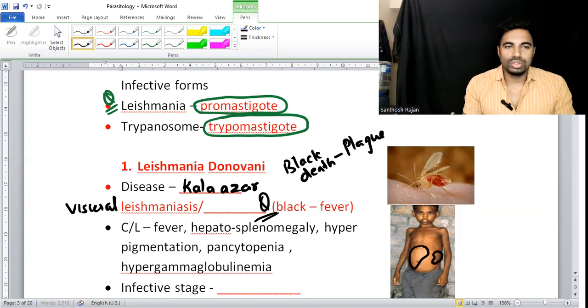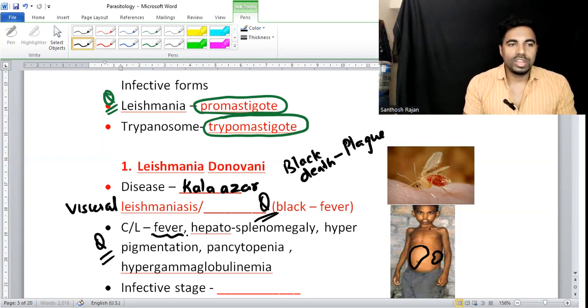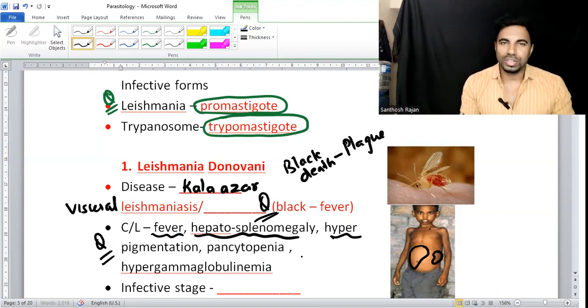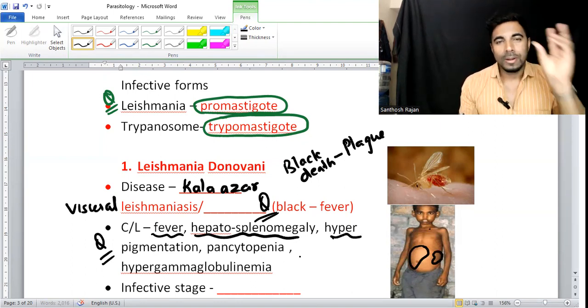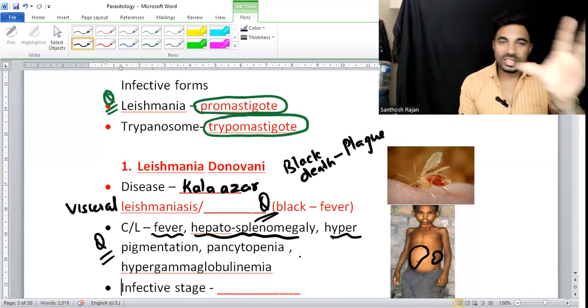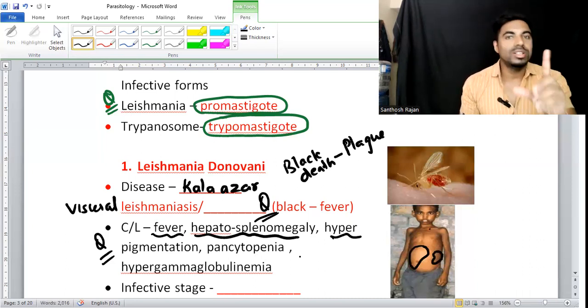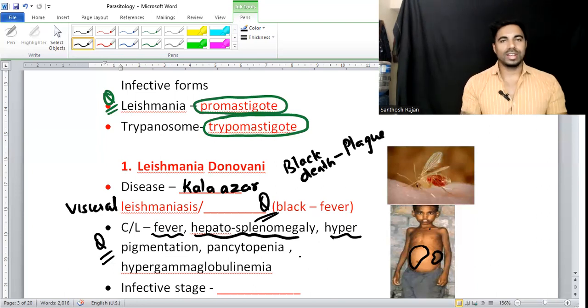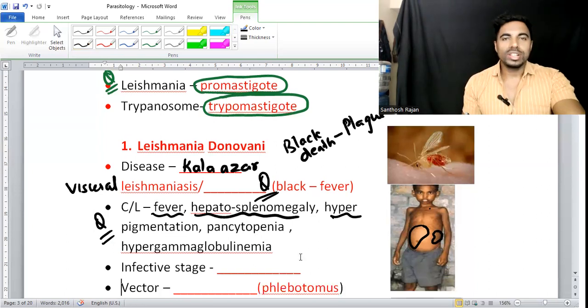Okay, sort of joint pains, you can say. Hyperpigmentation here and there. And usually they have pancytopenia and hyperpigmentation with fever, of course. So fever, hepatosplenomegaly, hyperpigmentation, pancytopenia, hemoglobinemia. This picture comes, and if they give a place like Bihar or UP, Uttarakhand, somewhere in North India, especially North India, then you have to think about Kala-azar. Okay, got it?